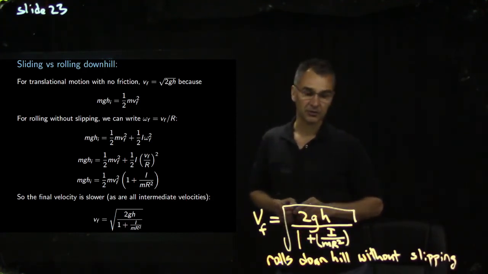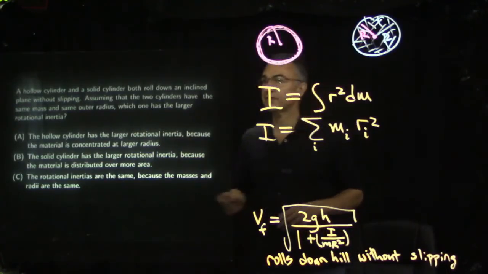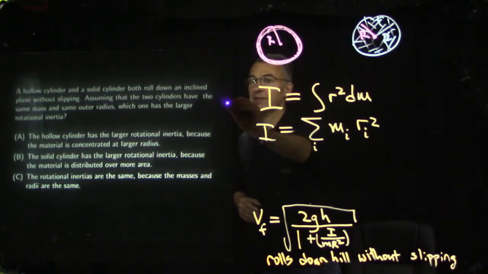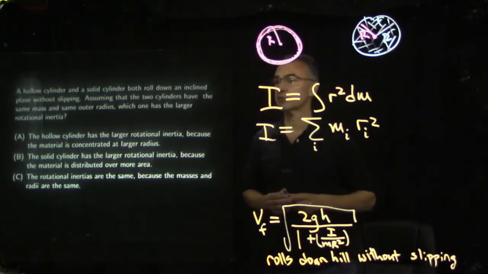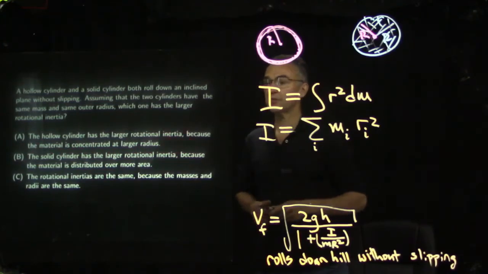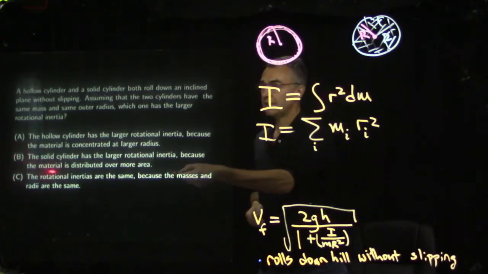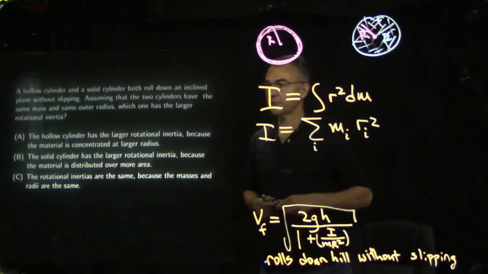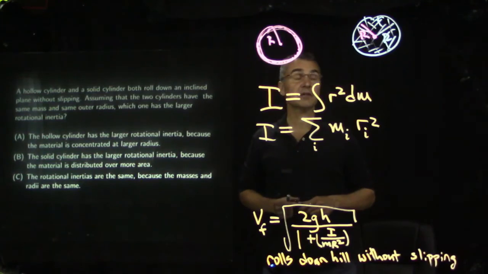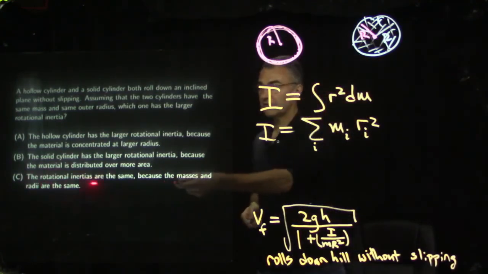A hollow cylinder and a solid cylinder both roll down an inclined plane without slipping. Assuming that the two cylinders have the same mass and the same outer radius, which one has the larger rotational inertia? Well, maybe the hollow cylinder has the larger rotational inertia because the material is concentrated at a larger radius. That sounds plausible to me. Maybe the solid cylinder has the larger rotational inertia because the material is distributed over more area. Well, I think if some of the mass is in here at low radius, then there's less of it available to be out at high radius. The rotational inertias are the same because the masses and the radii are the same.